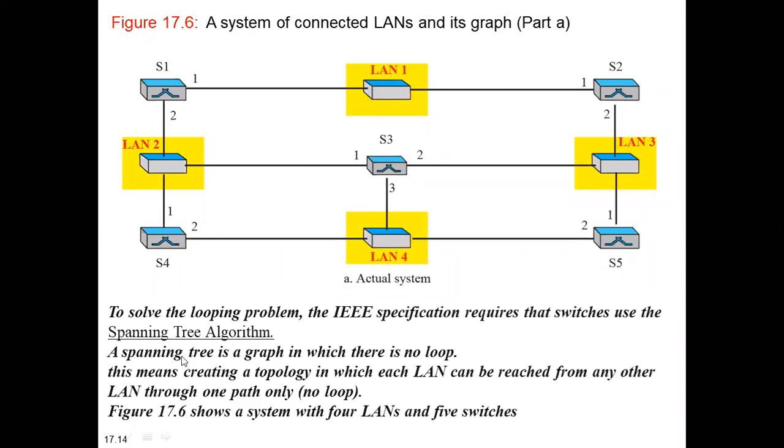A spanning tree is a graph in which there is no loop at all. It's a single path. This means creating a topology in which each LAN can be reached from any other LAN through one path only. Even though we have multiple connections, communication can be done through only one path. There will be no looping, so that we can avoid the multiple copies of the frame being transferred. So this is the general structure. Now, using the structure itself, we will go with the explanation.